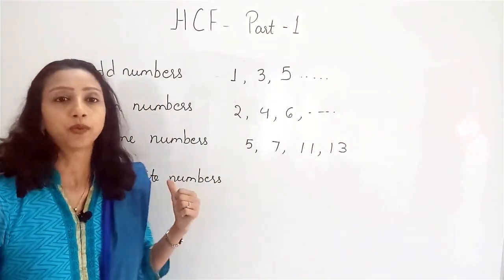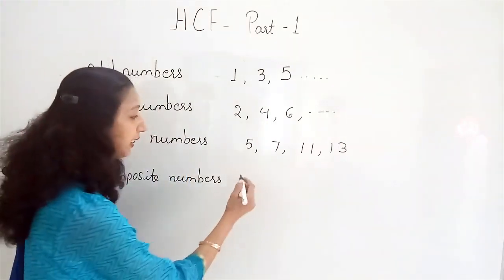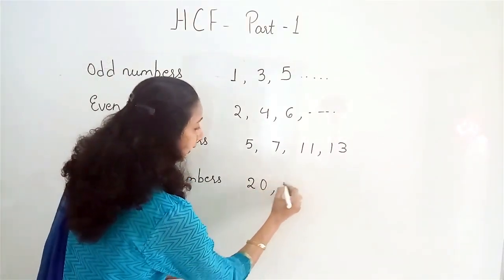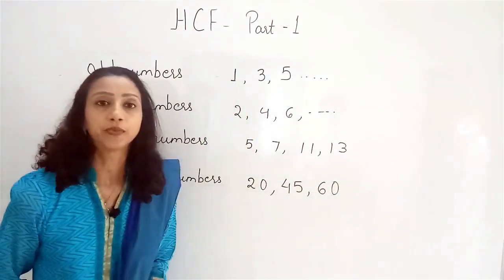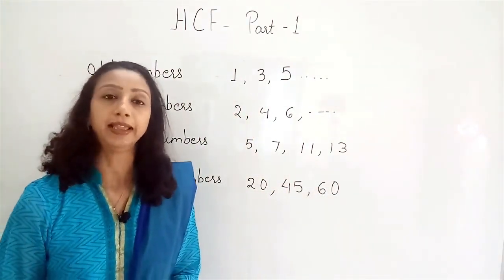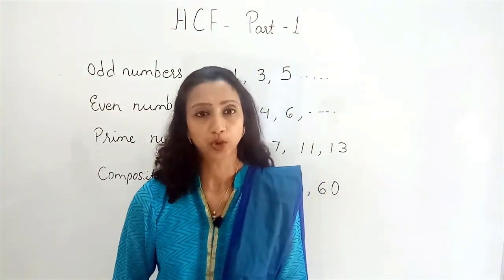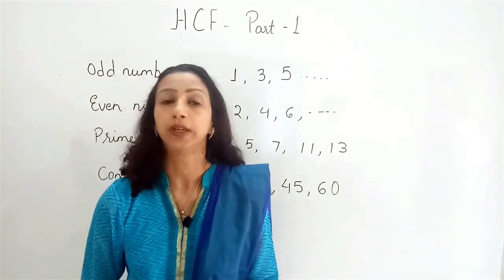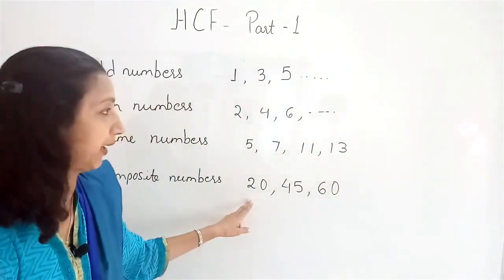And this is what we are going to deal with today in HCF, highest common factor. We'll deal with composite numbers like 20, 45, suppose 60. These are the numbers which have more than 2 factors and they are called composite numbers. Before finding out the highest common factor between two numbers, we'll learn how to do the factorization. That means how to find out the factors.